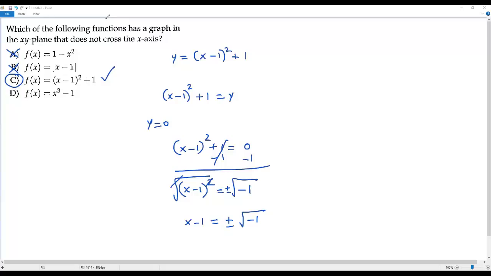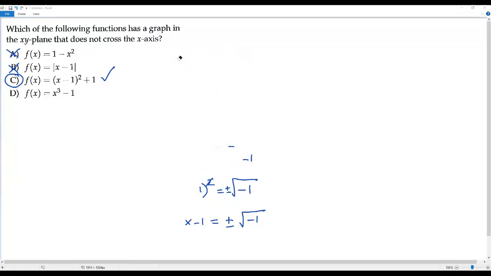Anyways, we can verify option D also. Let me erase the stuff over here. Just a moment, one second. So let me erase it. Okay, now we can verify option D also.